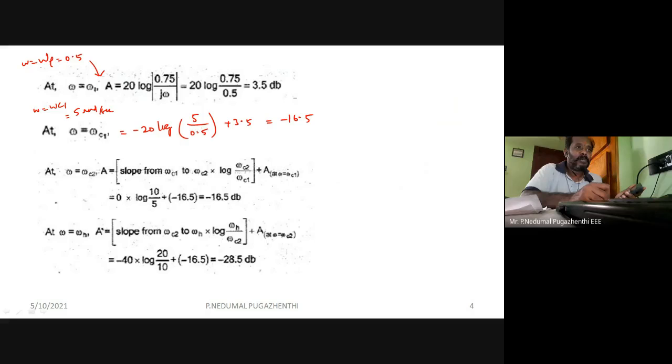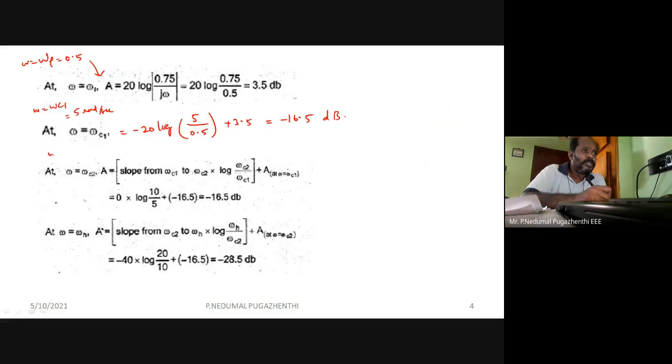Log of 5 by 0.5 will give you 10. Log of 10 is 1. Minus 20 is multiplied with that value of 1. So minus 20 plus 3.5 will give me minus 16.5 decibels. In your textbook, which you normally follow, sometimes they may have used this form, or they might have taken 20 log of the same thing again. By replacing that, you will get the same thing, right?